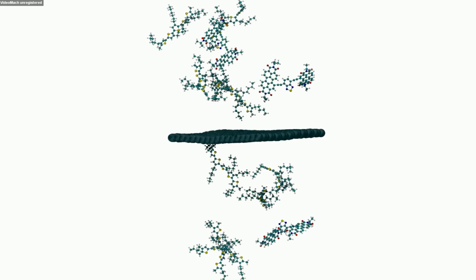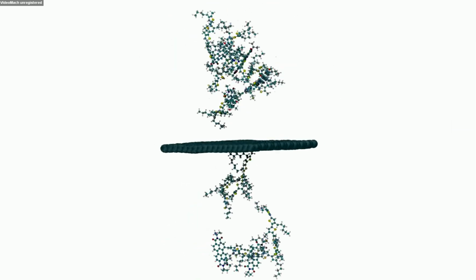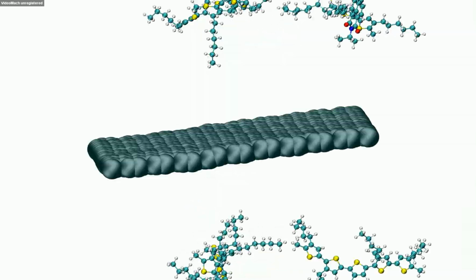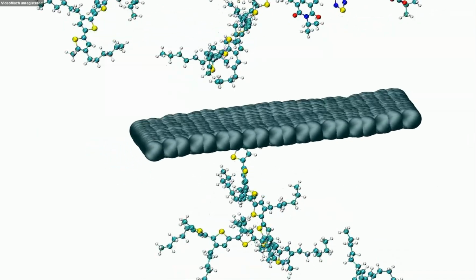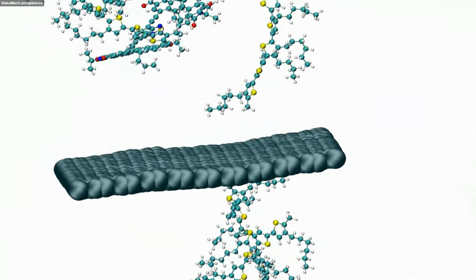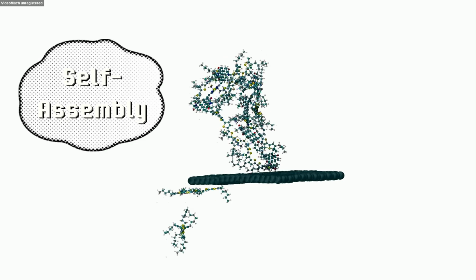Here, we observe two organic molecules in acetone interacting with each other and with graphene. Notice how they approach the graphene and settle onto it. This interaction, common in the fabrication of organic films for photovoltaic devices like OLEDs and solar cells, is called self-assembly.